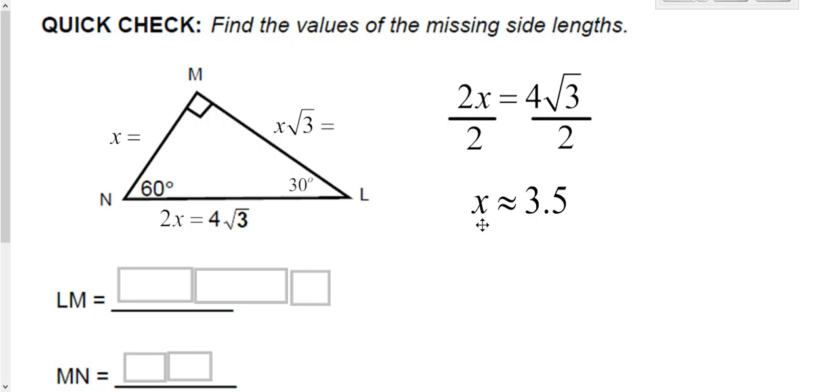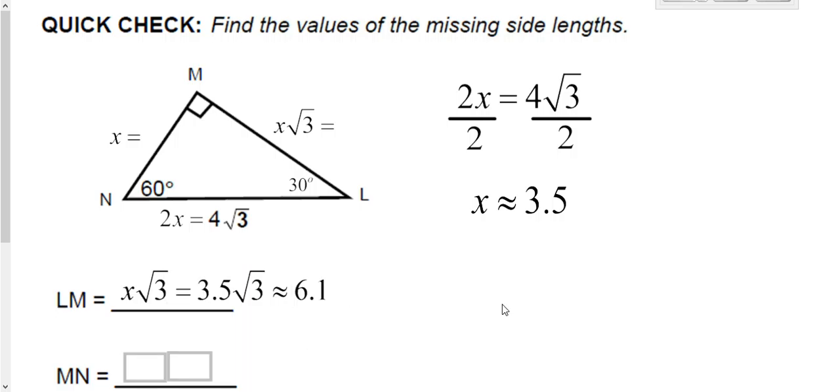So now that we know what x is, we'll plug it into these other two sides. The LM side right here, we're supposed to take x times the square root of 3. X is 3.5. So 3.5 times the square root of 3, which is approximately 6.1.